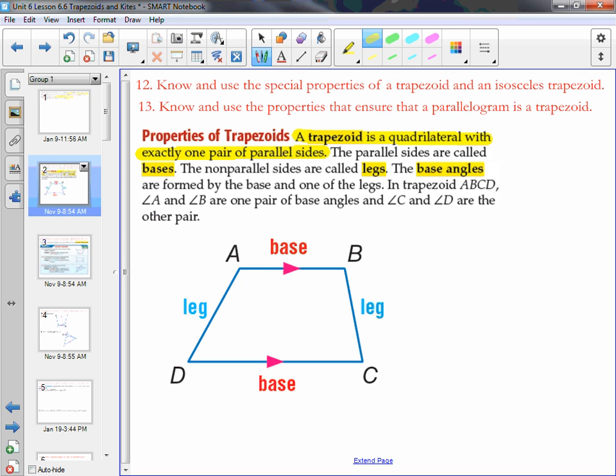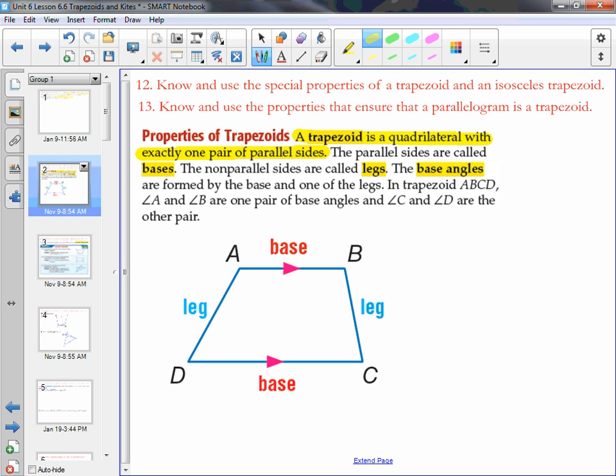So in a trapezoid, 1 pair of opposite sides is parallel, the other pair of opposite sides is not parallel. 1 pair parallel, 1 pair not parallel. Okay? The parallel sides are called bases. So in this drawing here, I'm showing you segment AB and segment CD are the bases of this trapezoid. The non-parallel sides are called legs. So segment BC and segment AC are the legs.